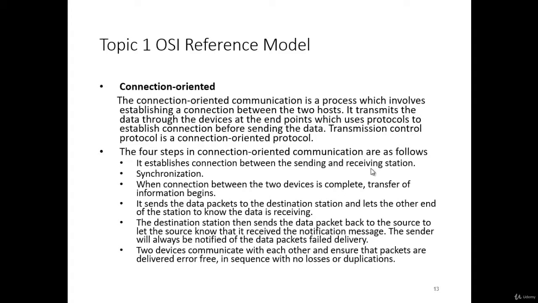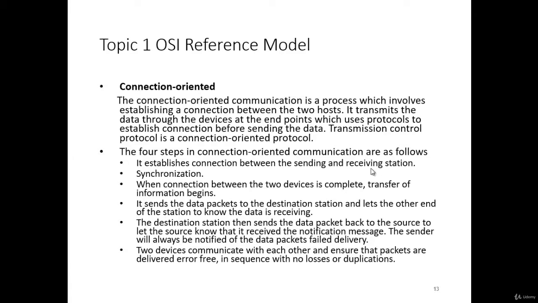Connection-oriented. The connection-oriented communication is a process which involves establishing a connection between the two hosts. It transmits the data through the devices at the endpoints which use protocol to establish connection before sending the data. Transmission Control Protocol is a connection-oriented protocol. The 4 steps in connection-oriented communications are as follows.